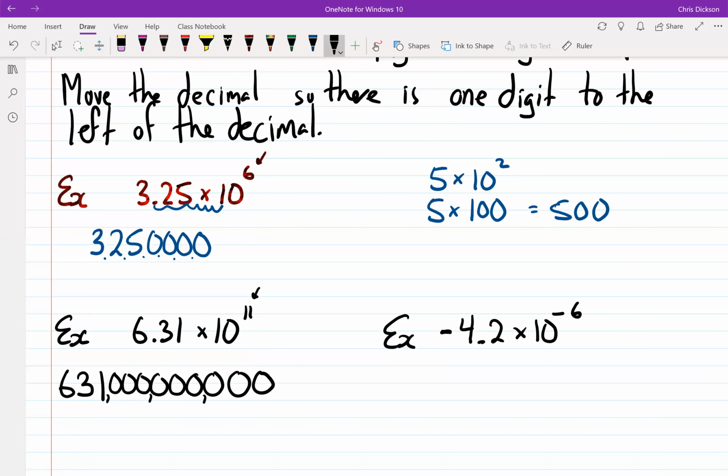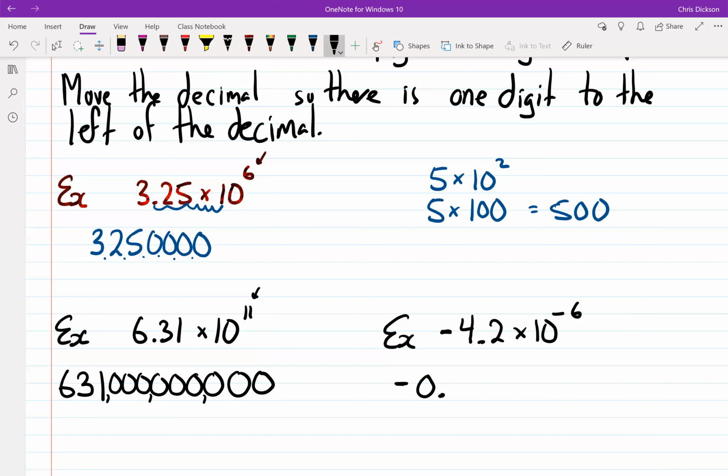For the next question, we have negative 4.2. But now we're dividing by 10, dividing by 6 tens. So we're going to have to move the decimal 6 places, but now it moves the other way. It becomes even smaller. That's the tricky one, so let's think about it.